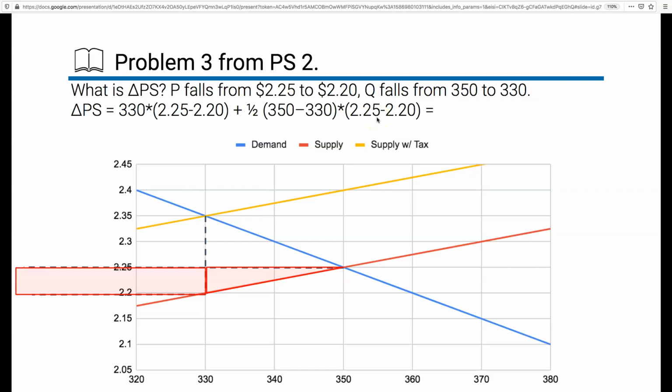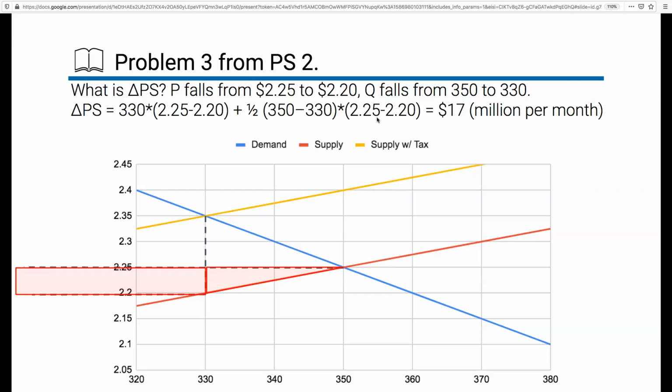You can pause the video at this point and calculate the value of the expression, and it's going to equal 17. And remember that because quantities are measured in million pounds per month, that means that the change in the producer surplus is $17 million per month. This is a reduction in producer surplus. Think of it as a reduction in the revenues and hence the profits of the butter producers.